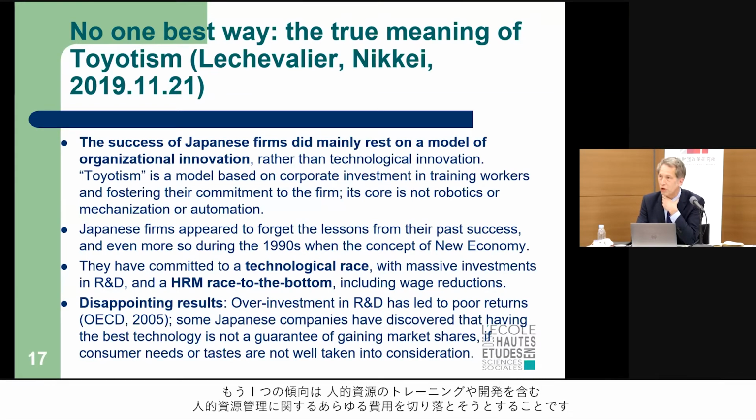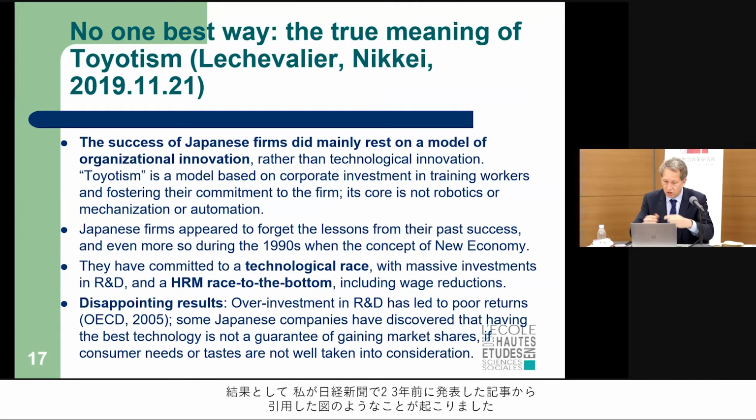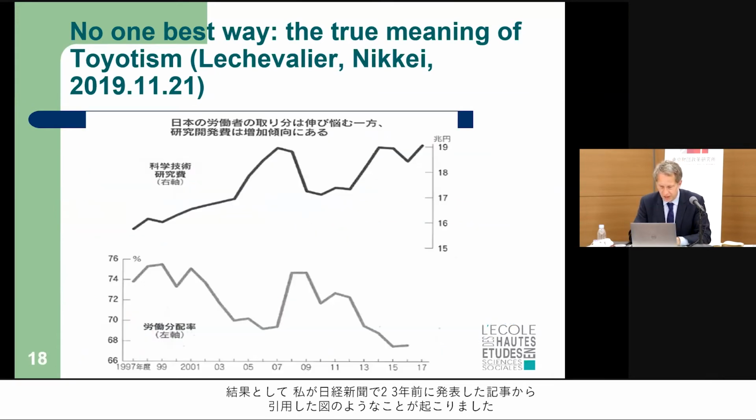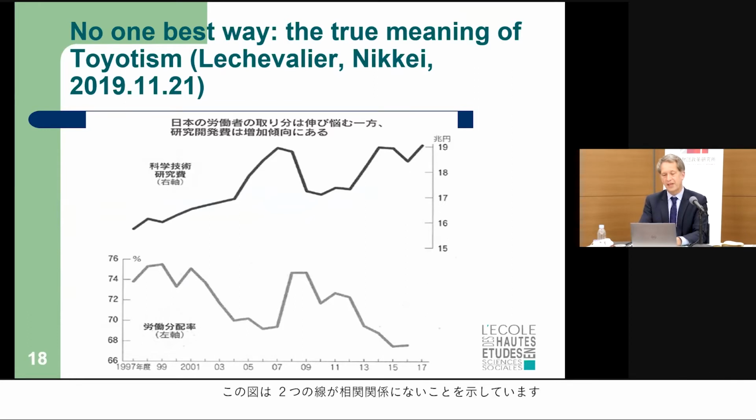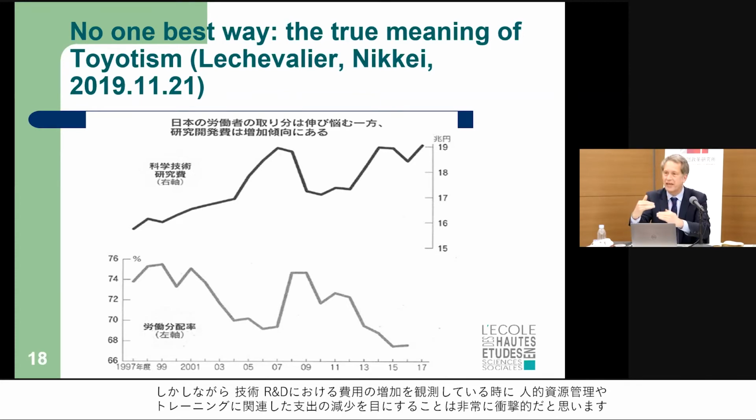They had a tendency to cut all kinds of expenditure related to human resource management, including what is related to training and improving the human resources. The result is this kind of picture that I took from an article I published in the Nikkei Shimbun 2 or 3 years ago. Again, the two lines are not correlated, but I think it's quite striking that at the time you observe an increase in expenditure in technology and R&D, you observe a simultaneous decrease in spending related to human resource management and training.